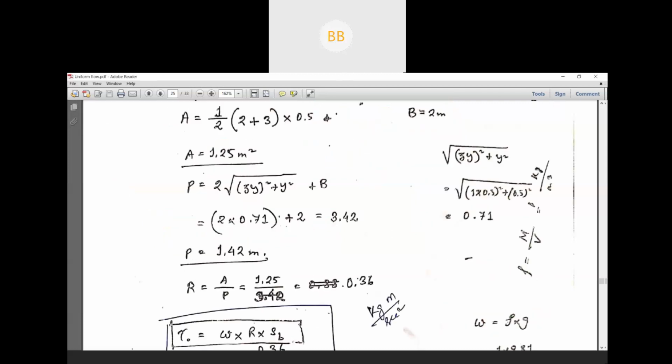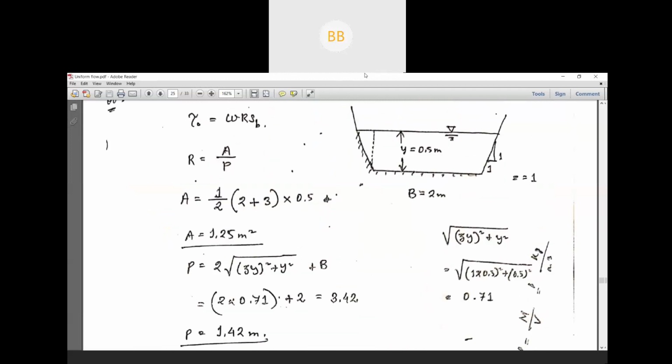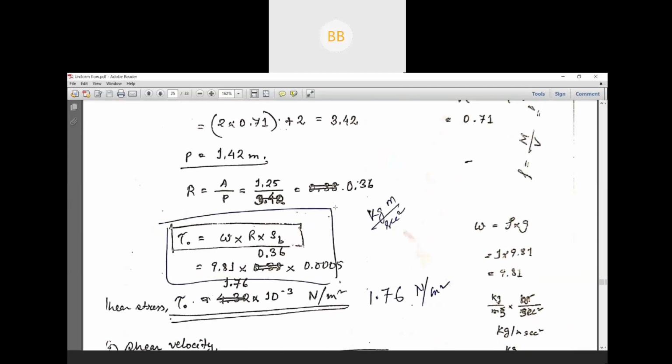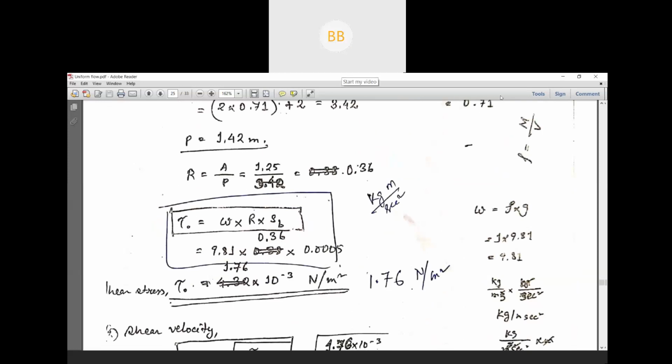Once you find out area, then we have to find out the wetted perimeter. For wetted perimeter, we have to consider this side, this, and this. If you remember, this is our y, this is our zy, this part is nothing but the width of the channel, and this part is again zy. Those things you have already calculated. So you find out area and perimeter, find out the R value, substitute the R value here and determine shear stress. You'll be getting around 1.76 Newton per meter square.